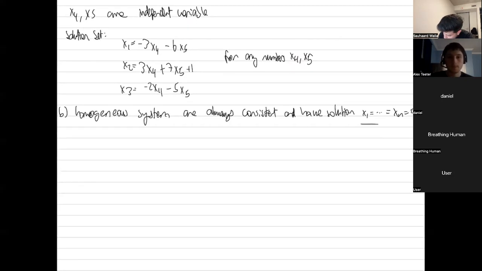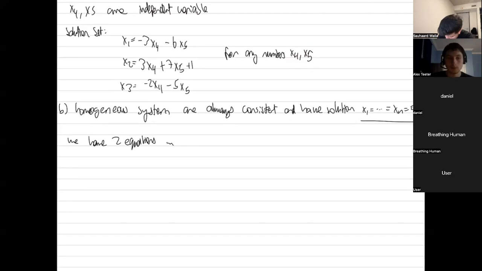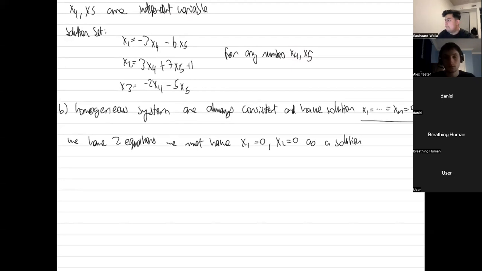Okay, so they must always have these solutions. We have two equations, so we must have x1 equal to 0 and x2 equal to 0 as a solution, right? Okay, first, for a system of linear equations, you have three possibilities, right? 1, no solutions. 2, 1 solution. What's 3? Infinite solutions.